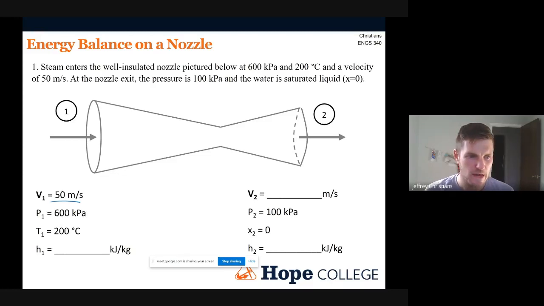I think it's times like 2.2 or something like that to get to miles per hour, but somebody can check me on that. So it's coming in fast, but not crazy fast, 100 miles an hour. The initial pressure is 600 kilopascal, so that's like 6 times atmospheric pressure. Again, it's not low pressure, but it's not crazy.